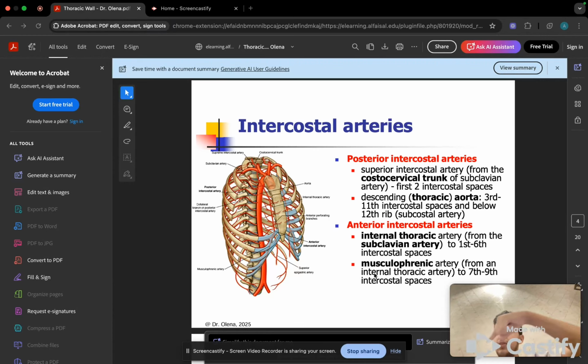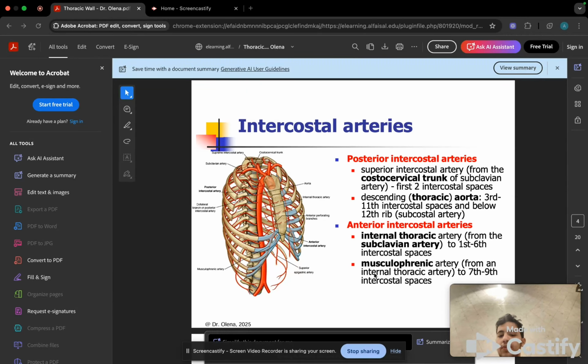The musculophrenic is going to go like this. Okay, you have the internal thoracic and then the musculophrenic, and the musculophrenic will provide for the 7th to 9th intercostal spaces, arteries to the 7th to 9th intercostal spaces.